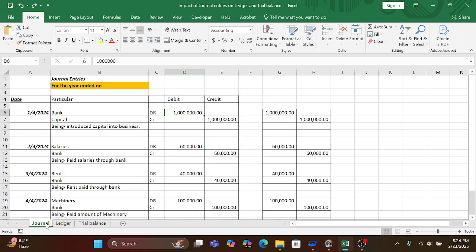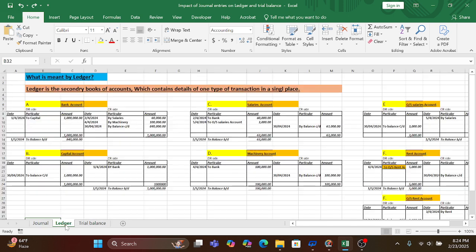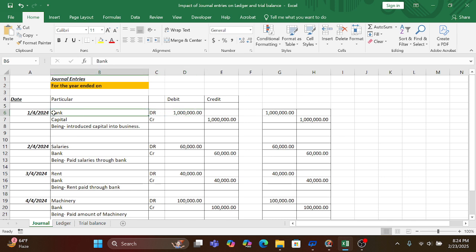So I am going to go one by one. First the general entry, that is bank account debit to capital account. In that case, because money is coming in, that is the reason we are debiting the bank account and crediting the capital account.